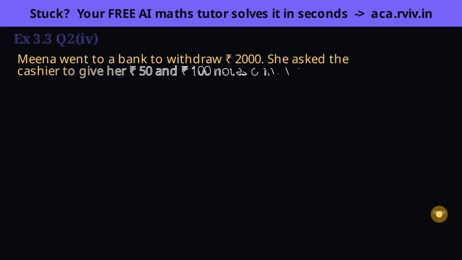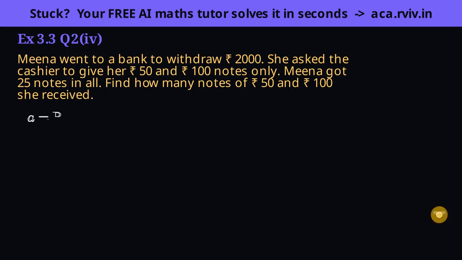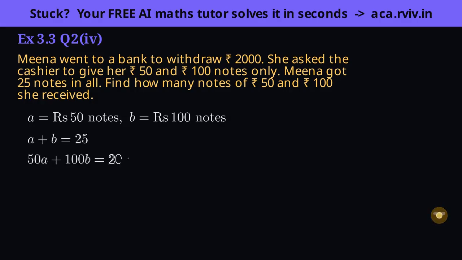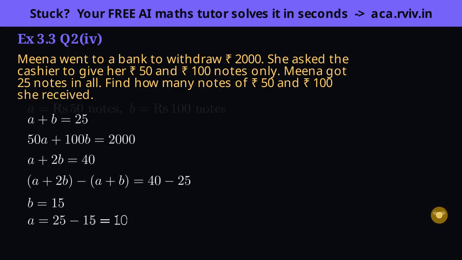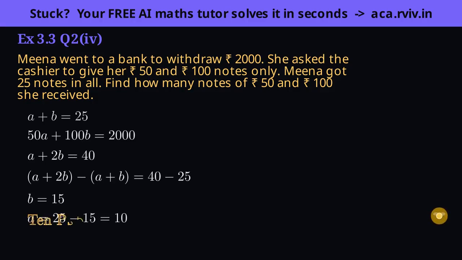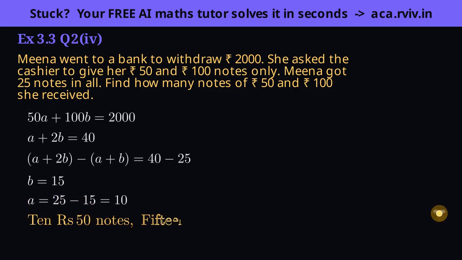One equation counts notes, the other counts money. Setup: let a be the count of 50 rupee notes and b be the count of 100 rupee notes. One equation counts notes, the other counts money. 25 notes in all. Total value 2,000. Simplify the money equation by dividing by 50. Subtract the note count equation to eliminate a. Simplify. Back substitute for a. Insight: money problems give you 2 counts, how many and how much, which are exactly 2 equations.